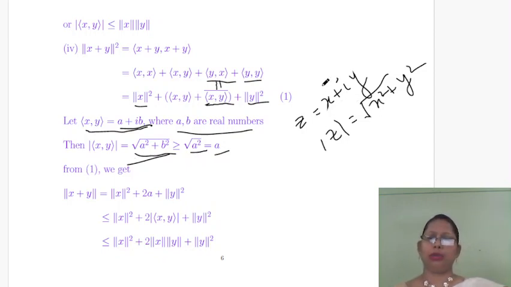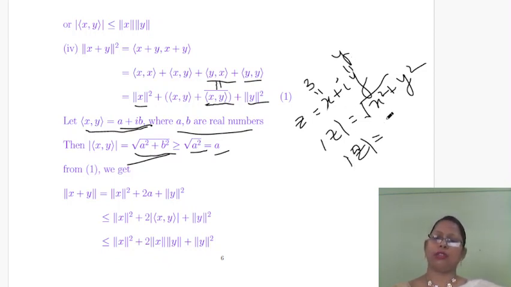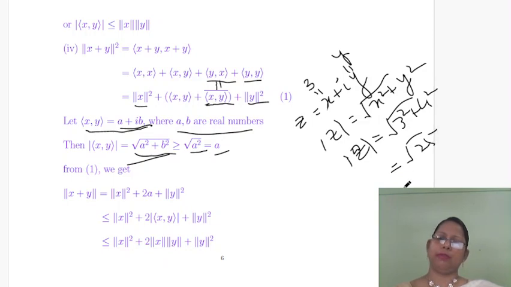For example, if x is 3 and y is 4, the modulus of z is the square root of 3 square plus 4 square, that is 25, so it is 5. But here, the square root of 4 square is greater than or equal to 4.